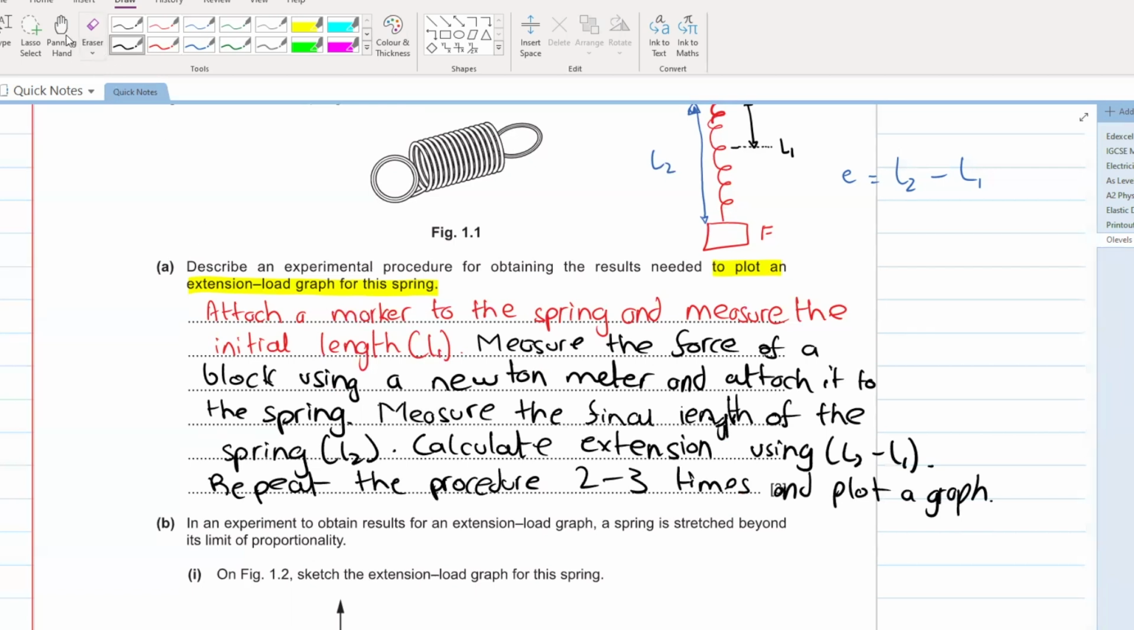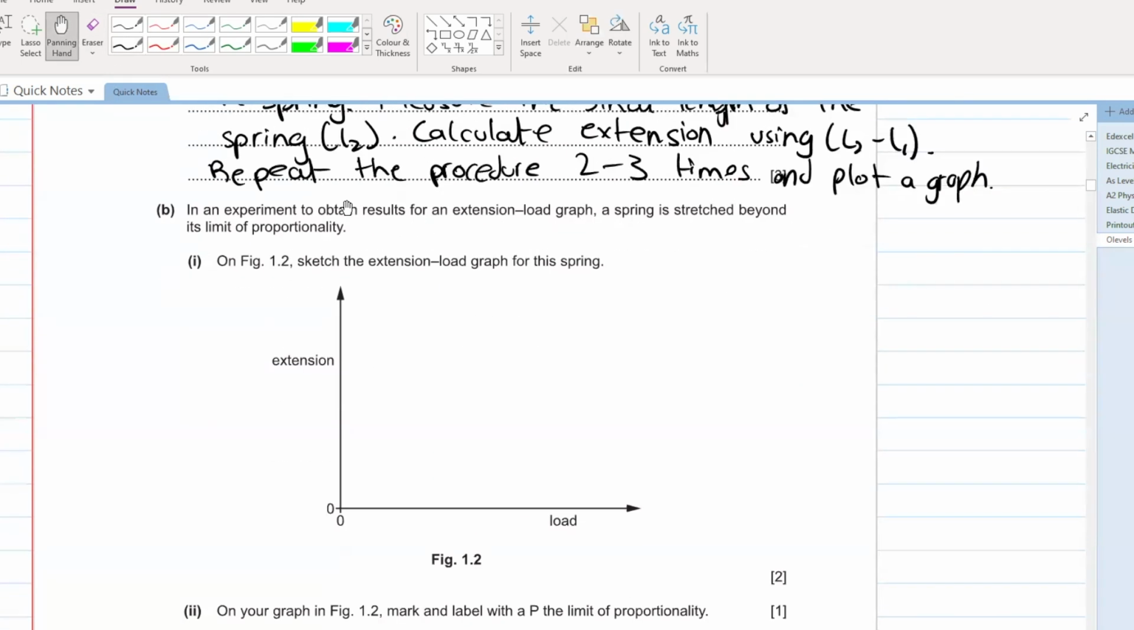Let's further move ahead. Part B. In an experiment to obtain the results for the extension load graph, a spring is stretched beyond its limit of proportionality. On figure 1.2, sketch the extension load graph for this spring. You have to sketch the extension versus load graph. Let's say it will look something like this.